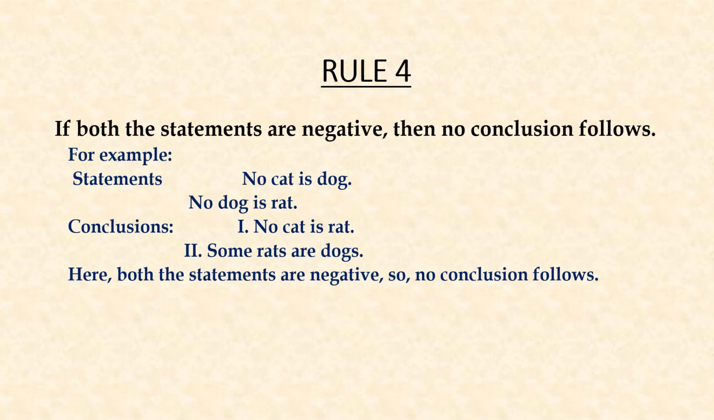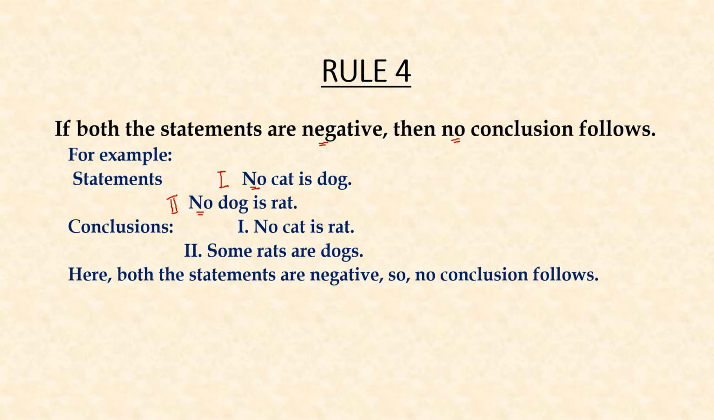Rule number 4 says, if both the statements are negatives, then no conclusion follows. So अभी आप देख सकते हैं screen पर the two statements that are given to you. Statement 1 that is no cat is dog and statement 2 no dog is rat. In दोनों ही statements में हमें ये word no दिख रहा है. That means both the statements they are negative here. ये दोनों ही statements यहाँ पर negative है. So in such a case, there will be no conclusion that can follow.